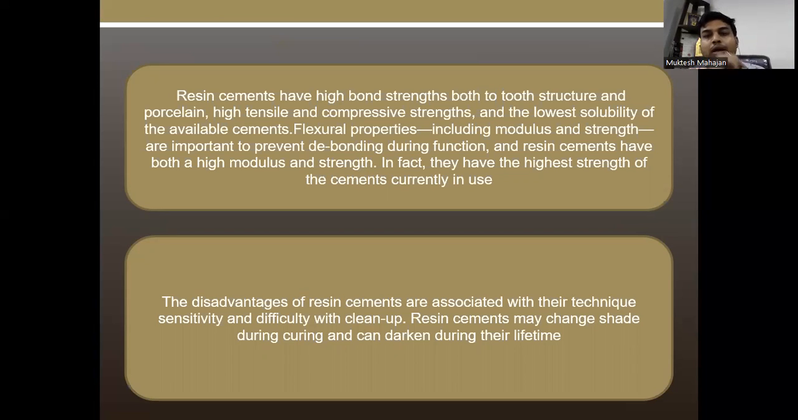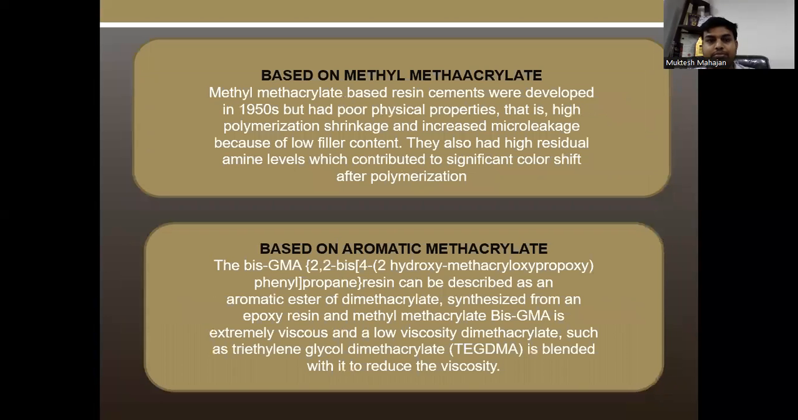The flexural properties, including the modulus and the strength, are important to prevent debonding during function, and resin cements have both a high modulus and strength. In fact, they have the highest strength of the cements currently in use. Disadvantages of resin cements are associated with their technique sensitivity and difficult cleanup. The resin cements may change shade during curing and can darken during their lifetime.